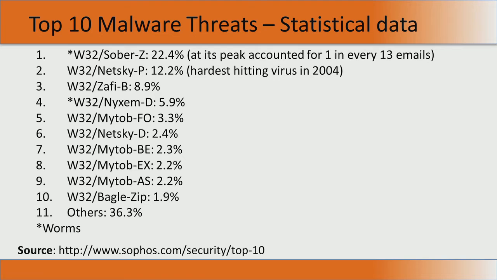Now these are the 10 top malware threats. This is statistical data we got from sophos.com, in which I did mention Sober. Sober was the software which sent a wrong email and intimidated people by using some big words, saying you have gone into illegal accounts and all these things, and it was basically getting back the credentials of these users.